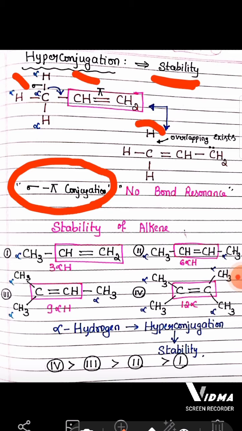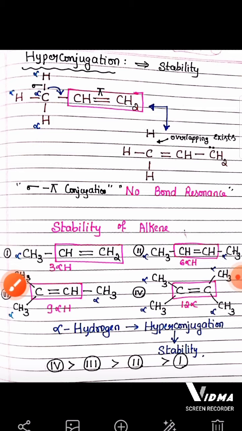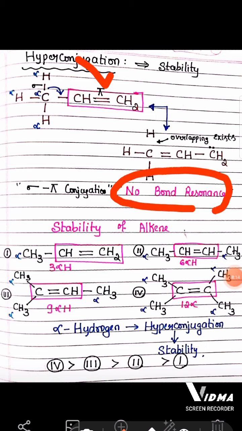Although there is no bond between these carbon and hydrogen, they are associated together because the overlapping still exists between the orbitals of carbon and hydrogen. The hydrogen orbital and carbon orbital still overlap without electrons. That's why it is possible to have that association. So that's why hyperconjugation is also called no bond resonance.